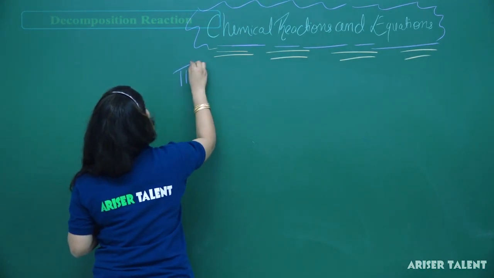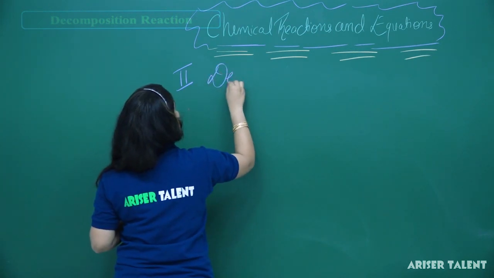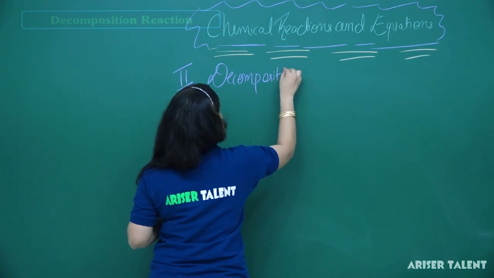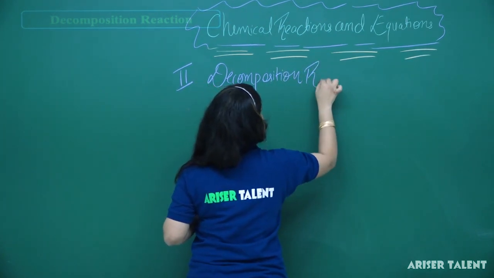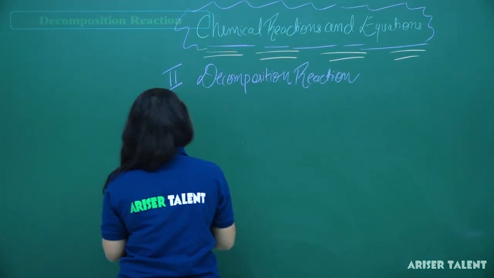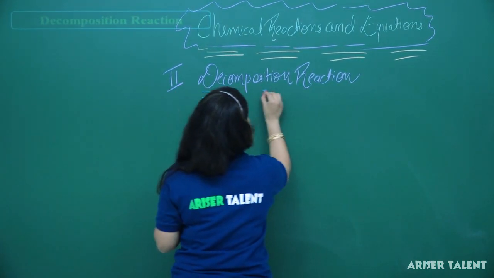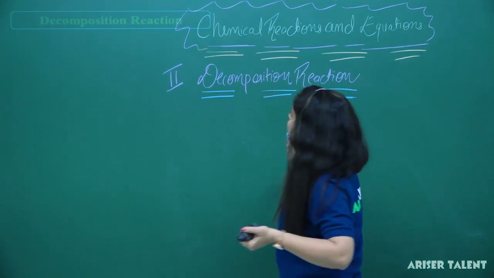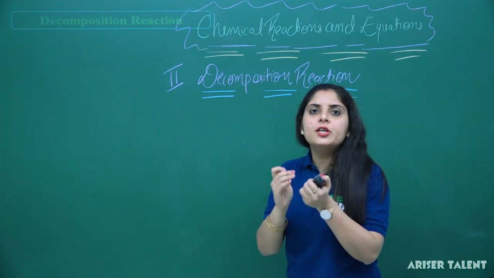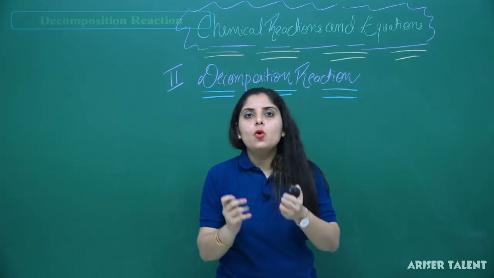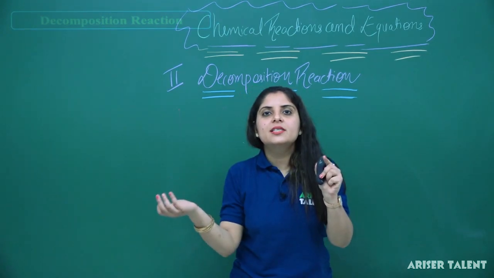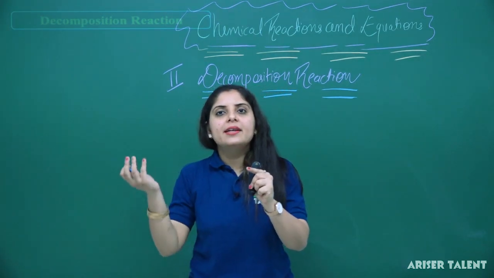So we are on our second category of chemical equations, that is decomposition reaction. Decomposition reaction means a compound decomposes into two or more components. So on the reactant side we are provided with only one component, and on the product side we will get two or more products accordingly.